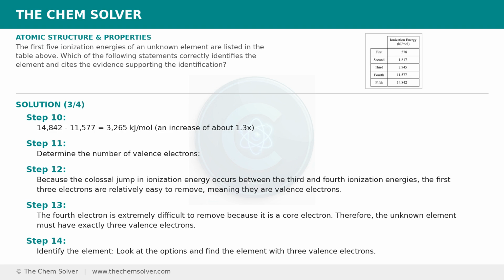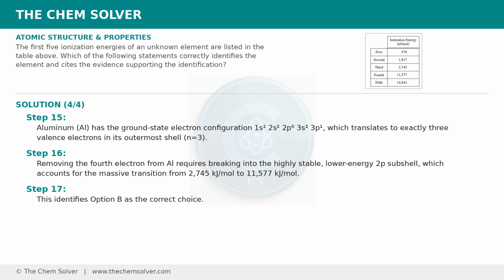Identify the element. Look at the options and find the element with 3 valence electrons. Aluminum, Al, has the ground state electron configuration 1s² 2s² 2p⁶ 3s² 3p¹, which translates to exactly 3 valence electrons in its outermost shell, n equals 3.